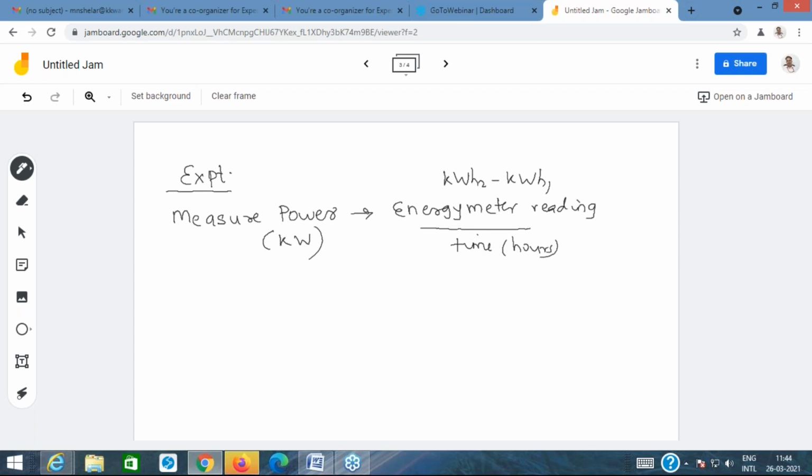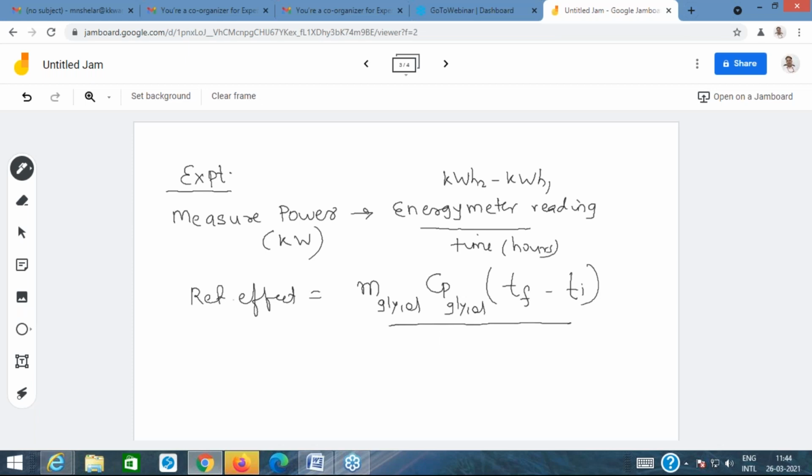And the refrigerating capacity or refrigerating effect, measured experimentally, is taken as the mass of the brine or glycol, whatever is used, times the specific heat of the glycol, times the final temperature of the glycol minus the initial temperature of the glycol, upon the time duration.